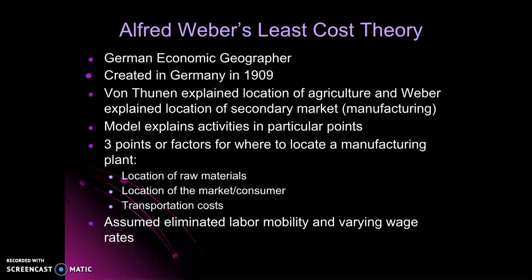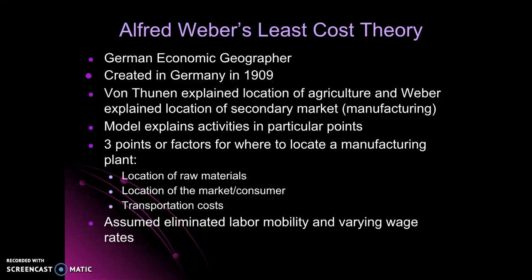Let's talk about his theory again. Alfred Weber was a German economic geographer. He created this theory in Germany in 1909. And as von Thunen explained the location of the agriculture activities, Weber is going to explain the location of manufacturing. In the next unit, 12.13, we're going to learn how does a service, like a barber shop or a Chick-fil-A or a doctor's office or a hospital or a banker, how do they decide where to locate their service? So in 10, we learned about how to locate your primary sector, especially farming.